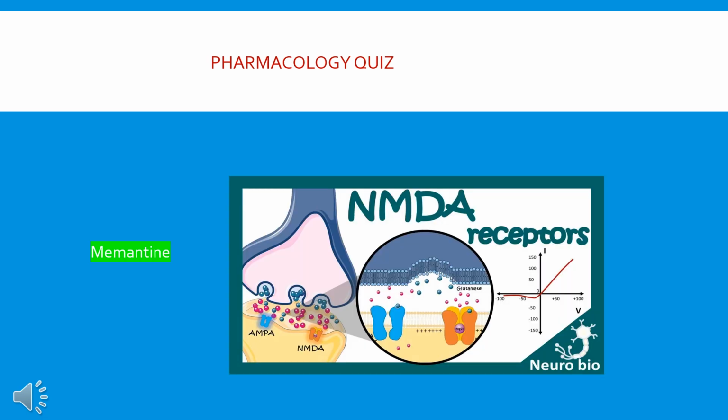Memantine is an N-methyl D-aspartate receptor antagonist, and it's found to be effective in patients with moderate to severe Alzheimer's disease. It acts by blocking glutamate-induced excitotoxicity, and its side effects are mild and reversible, like it can cause headache and dizziness. It's started with 5 milligrams once daily, and we can increase to 10 milligrams 2 times daily.